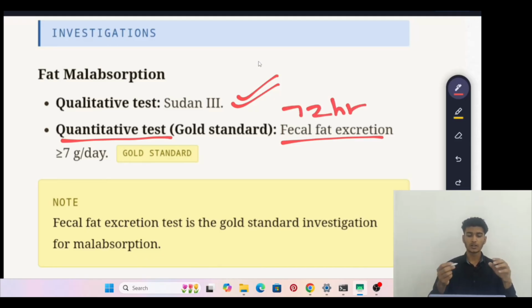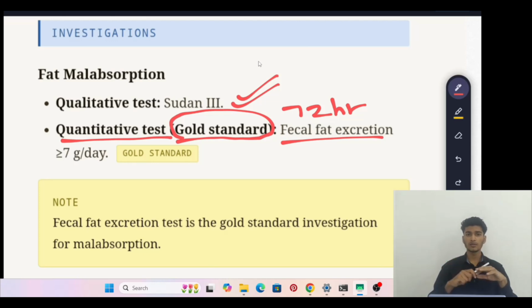It's the 72-hour fecal fat test. It is a gold standard test. Majorly, we use this test for identifying fat malabsorption. What happens in this test? I will tell you. We will feed the patient for 5 days with 100 gram of fat per day, and from the third day, we will start testing the stool sample.